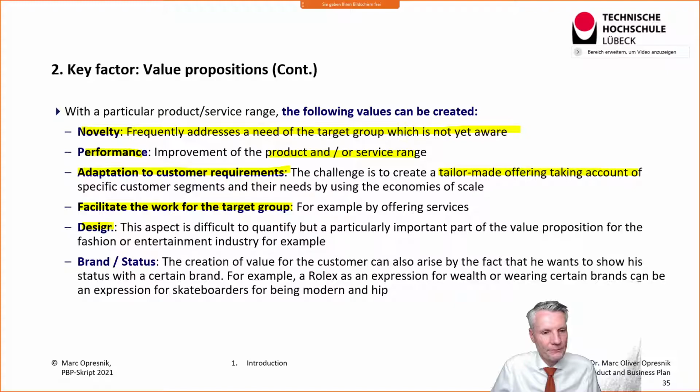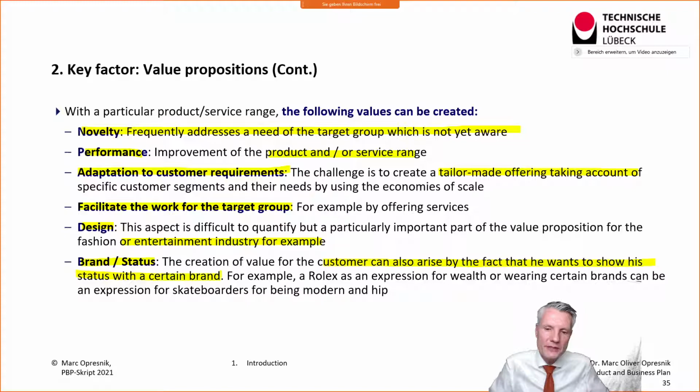Design. This aspect is difficult to quantify, but it is a particularly important part of the CVP, the customer value proposition. For example, when it comes to entertainment or fashion, of course. Brand status, that is the emotional benefit. So the creation of value for the customer can also arise from the fact that he or she wants to show his status with a certain kind of brand. Could be the usual suspects: Porsche, Ferrari, Rolex, Giorgio Armani, whatever, right?